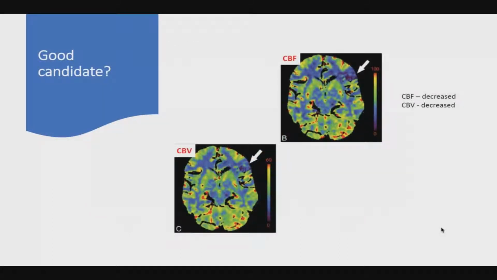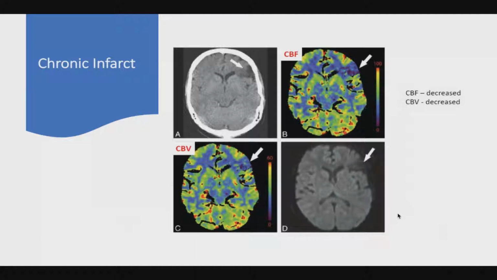Now here's another patient where on the blood flow images, you see a small area of decreased blood flow in the left frontal or temporal lobe. And this is matched by decreased volume. And on the CT, you can see a hypodensity in the same area. On the diffusion weighted images, instead of being bright, it's actually dark. So that patient had an old infarct in that area.